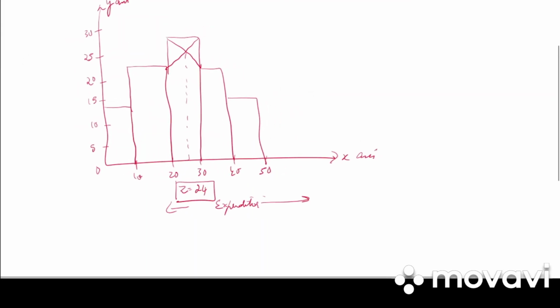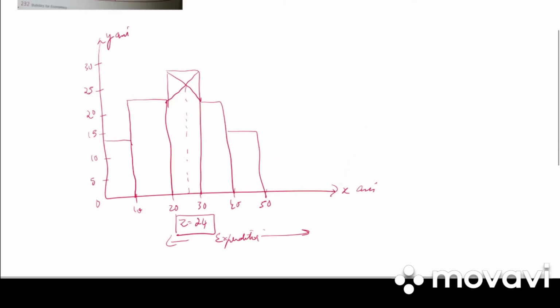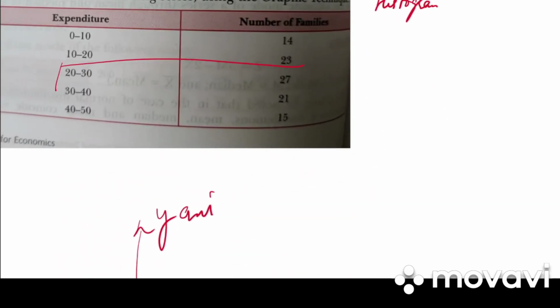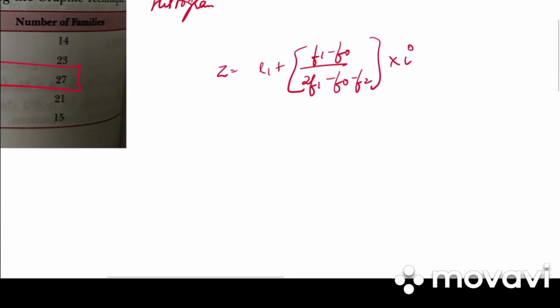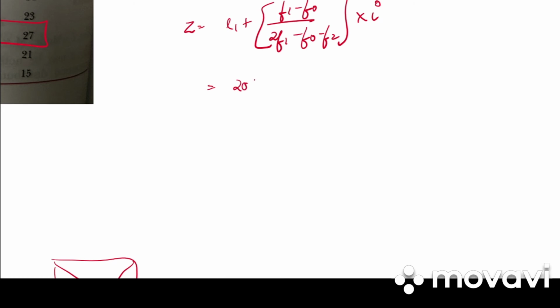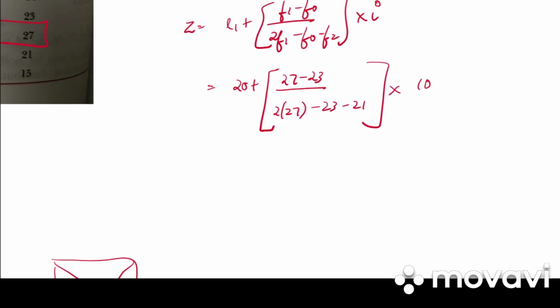Now to check whether your answer with the graph is correct or not, you can use the formula. So what will be the modal class? As 27 is repeated highest number of time, it is 20 to 30. So Z is equal to L1 plus (F1 minus F0) divided by (2F1 minus F0 minus F2) into I. So L1 is 20 plus (27 minus 23) divided by (2 into 27 minus 23 minus 21) into 10.